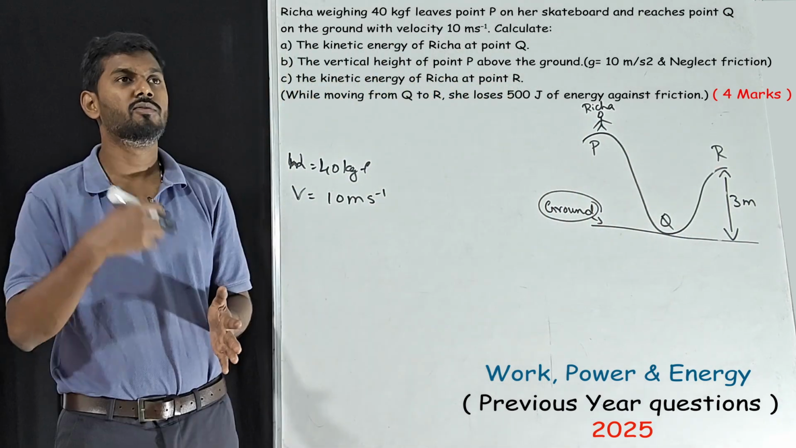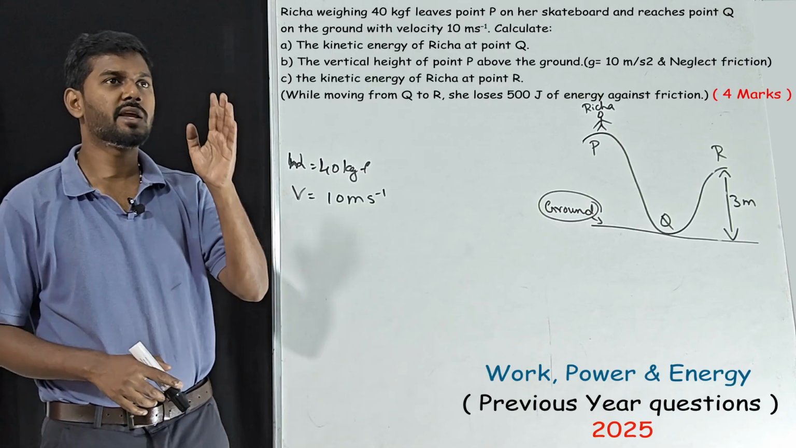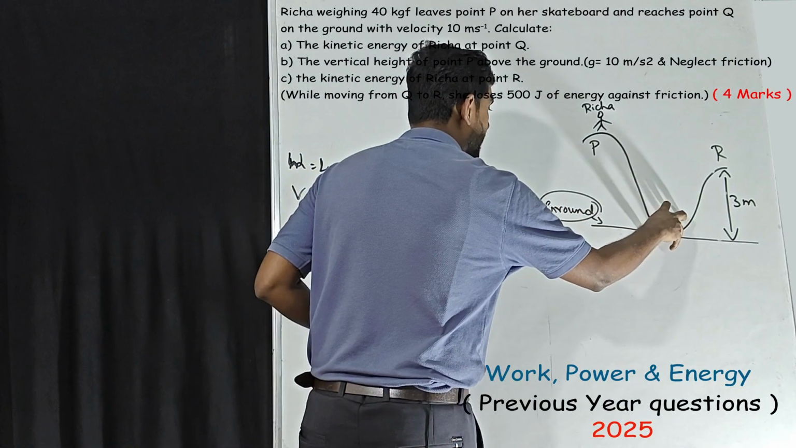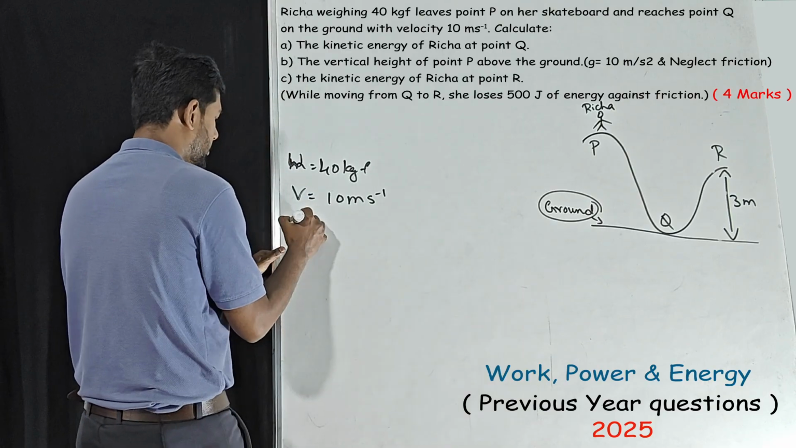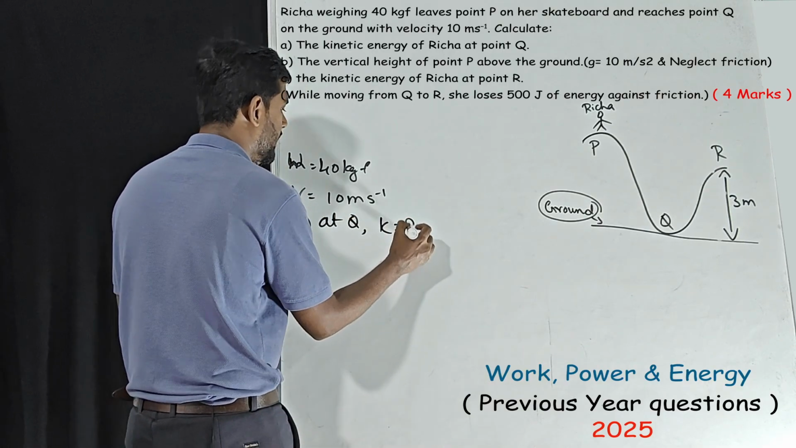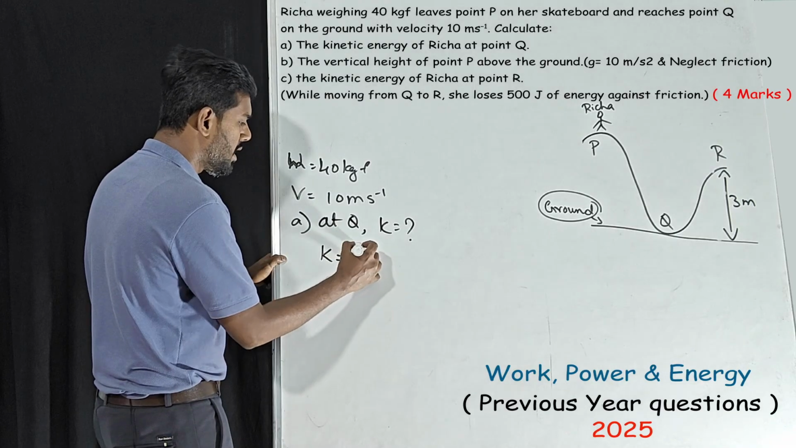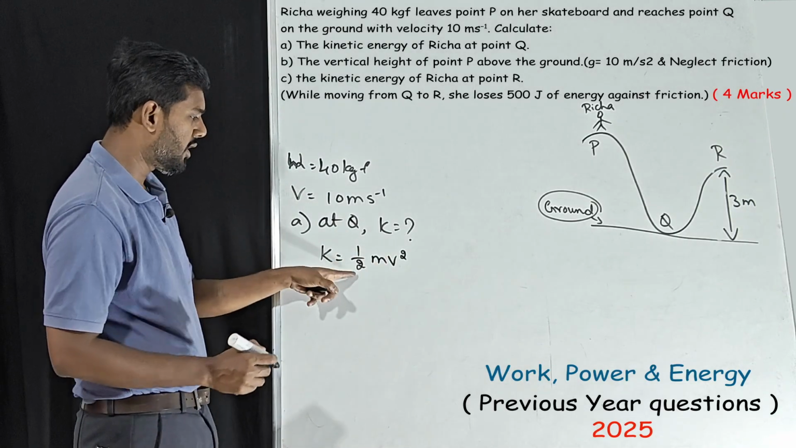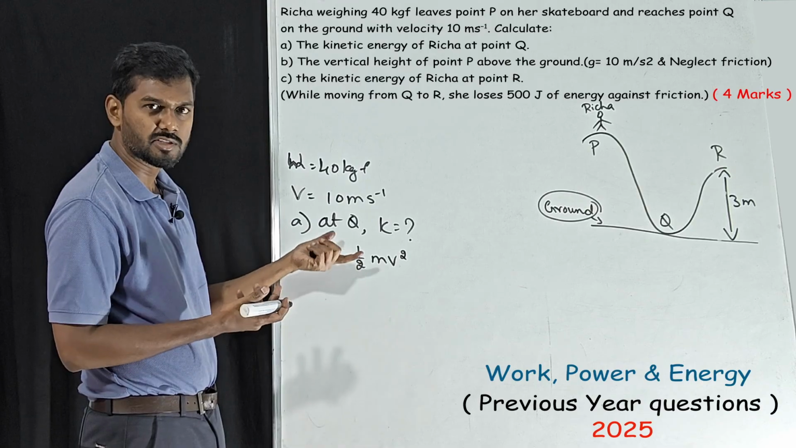This is the concept. Now we'll go for the first sub question: the kinetic energy of Richa at Q. At Q, we need to find the kinetic energy. What is the kinetic energy formula? Half mv square. Correct. Half, the value is there, no need to change, this is a constant.